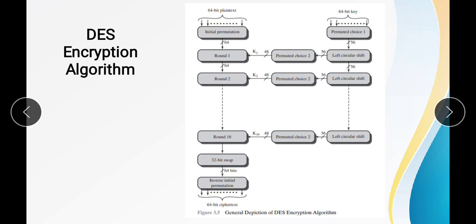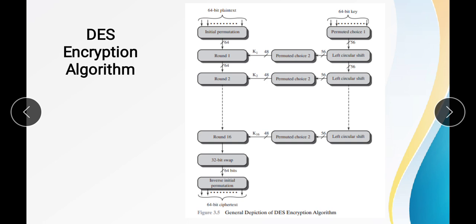Now the output of the first round will be applied to the second round, and again the 56-bit key of the first round will be applied to the second round. Again we'll apply the same process, and after 16 rounds we'll get a 32-bit swapped data, to which we'll apply the final permutation, and after the final permutation we'll get the output, that is the 64-bit ciphertext. So this is the whole structure of DES.